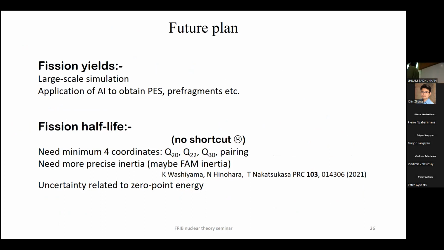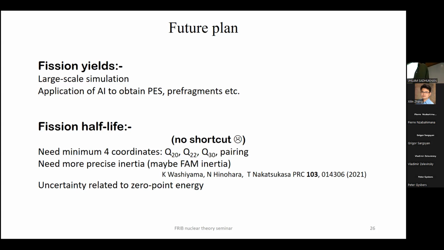So our future plan is something like this. For the yield calculation, we are equipped for large scale calculation, but we can also explore different AI based methods to optimize this potential energy surface, or maybe even make it faster. But in the case of fission half-life calculation, we still don't have any shortcut.